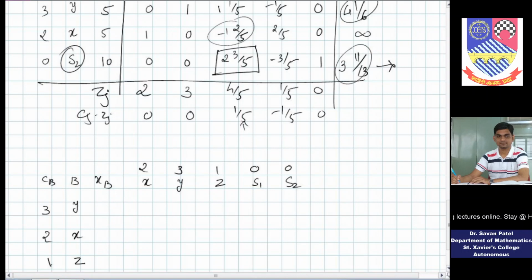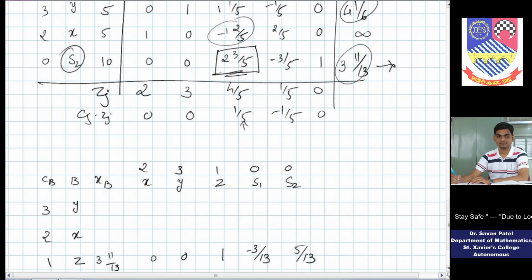So Y, X, Z. So here the coefficients are 3, 2 and 1. Then this entry will be made 1, so dividing everything by 2, 3 by 5, you are having the values. Here it is 3, 11 by 13. Here you are having 0, 0, then 1, minus 3 by 13, and 5 by 13.